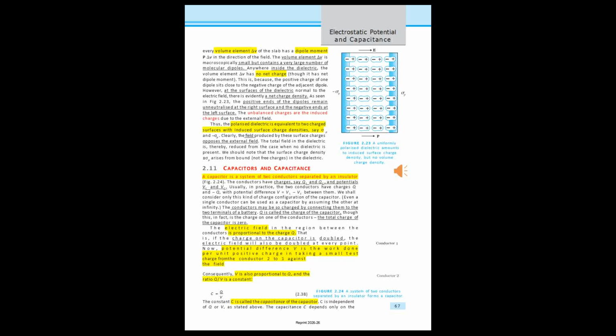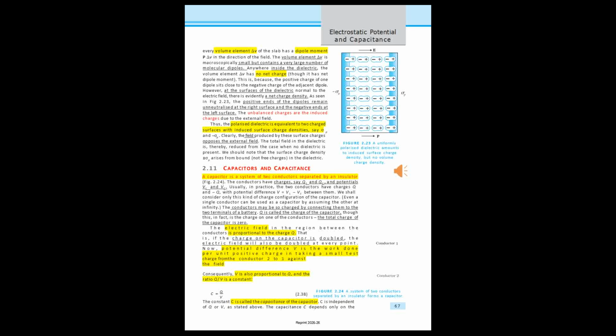Capacitors and capacitance. A capacitor is a system of two conductors separated by an insulator, figure 2.24. The conductors have charges, say Q1 and Q2, and potentials V1 and V2. Usually, in practice, the two conductors have charges Q and −Q, with potential difference V = V1 − V2 between them. We shall consider only this kind of charge configuration of the capacitor. Even a single conductor can be used as a capacitor by assuming the other at infinity.